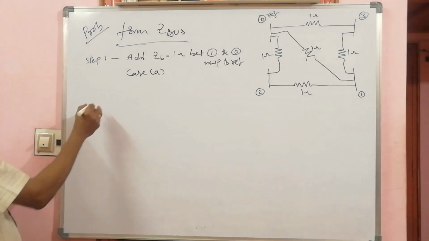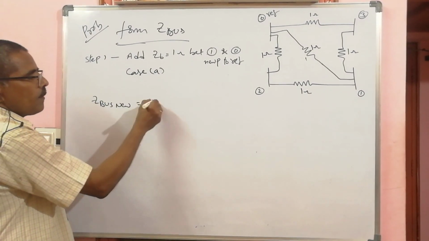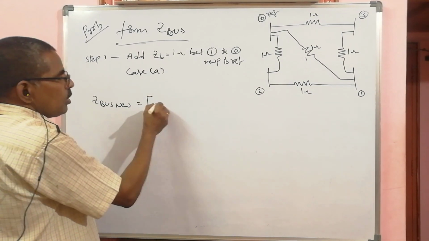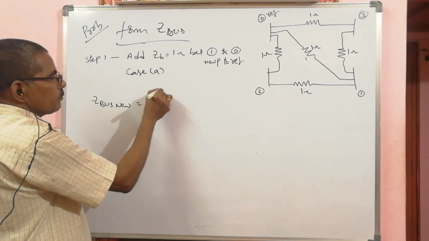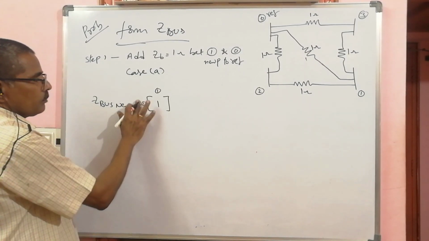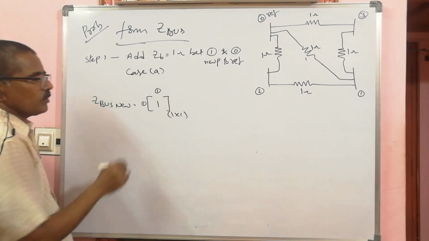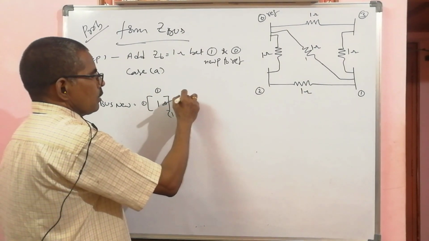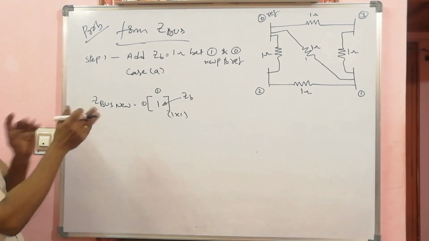So what is case A? How do you get Z bus new? Z bus new is, there is no old. So you keep that 1 here. This is 1 by 1. This is ZB. ZB is 1 ohm. This is first.